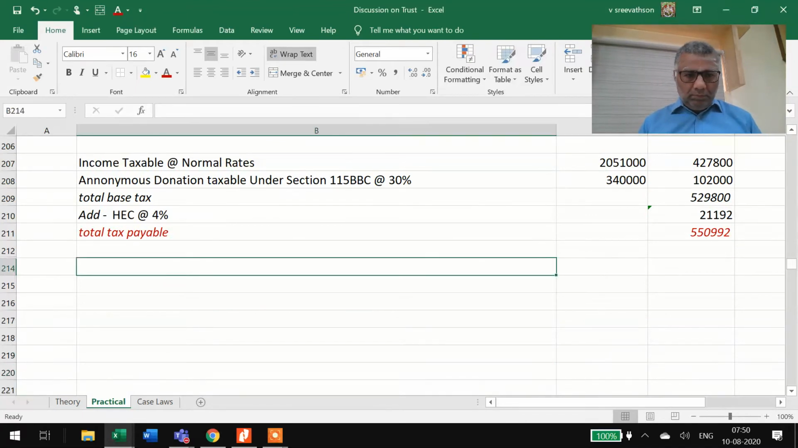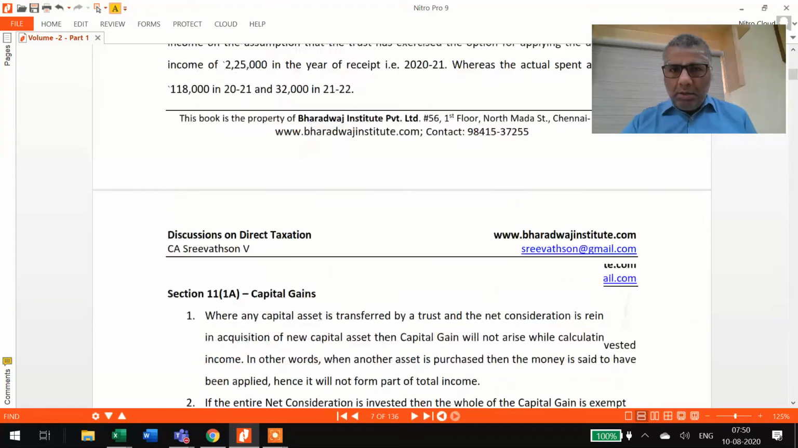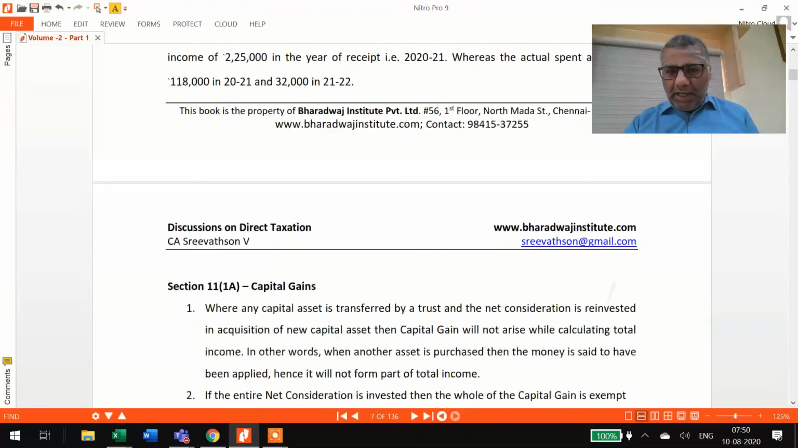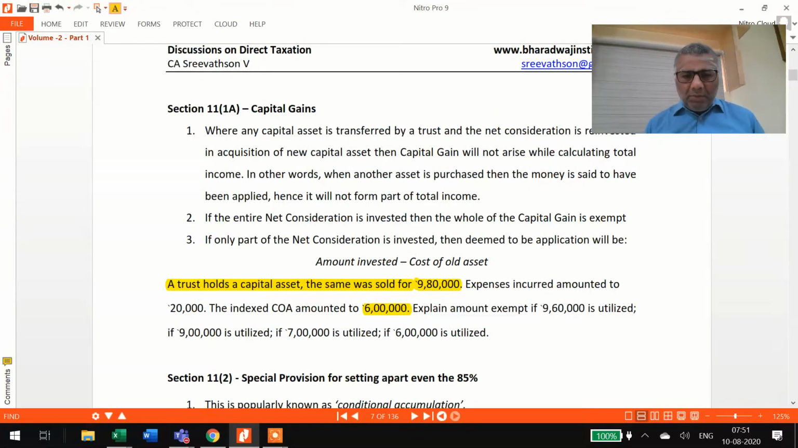Sir, I'm not able to find the question in my book, sir. It is not there in page 254. Capital gains heading, it will be below that. Sir, my page numbers are different. I'm not able to find the question. It is on page 254, sir. Page 254. Okay, sir. I got it.